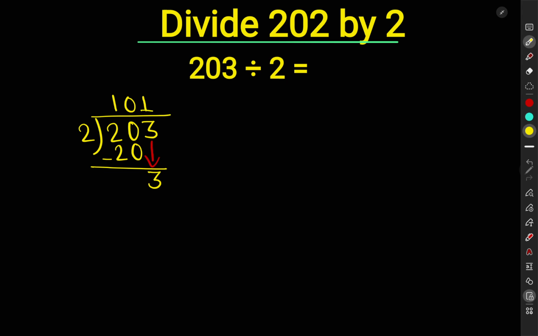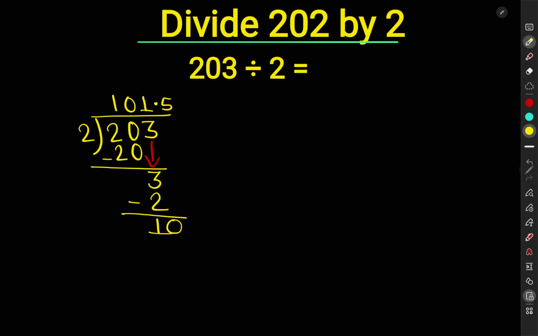So 2 times 1 means 2. On subtracting we get 1. So now this 1 is less than 2. So we put here a decimal so that we take 0. So now it became 10.